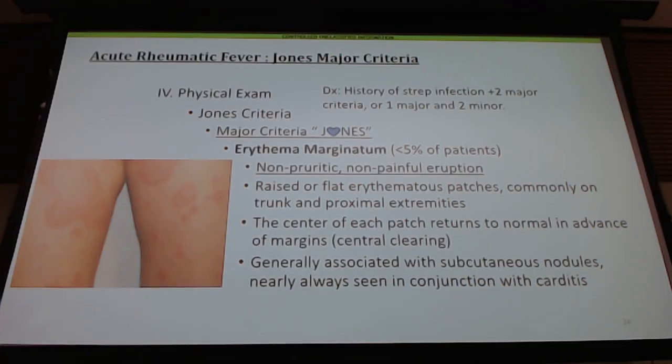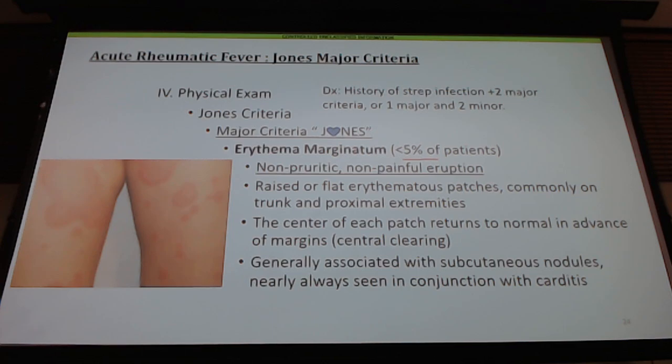Erythema marginatum is your E in Jones. This is still unusual or rare. It's more common than the nodule part, but still less than 5% of your patients with acute rheumatic fever are going to have this rash. And when you look at this rash, this looks very similar to a fungal infection. So this could be misdiagnosed as like jock itch.